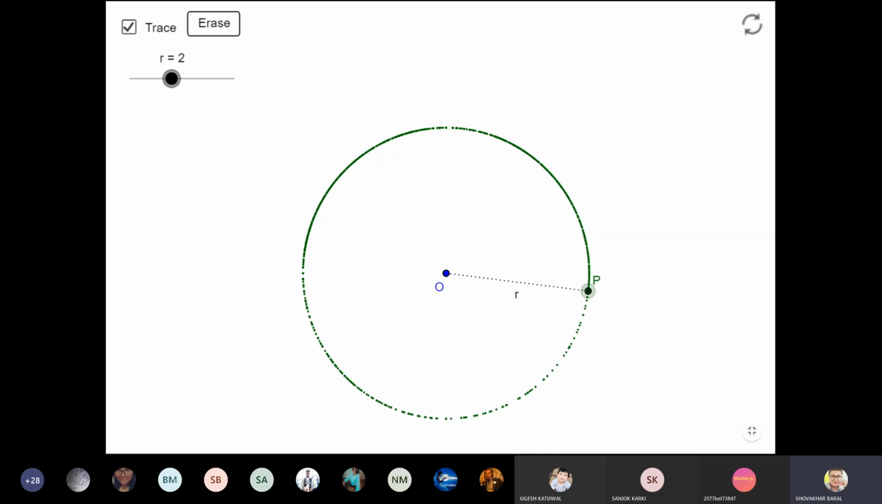This path is the locus of this point. Do you understand or not? This path traced by this point is actually the locus. Okay, I hope you understand.